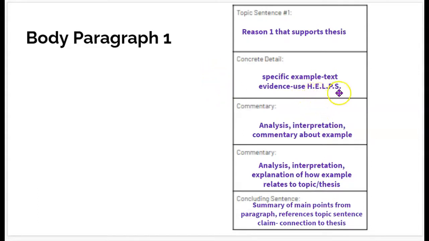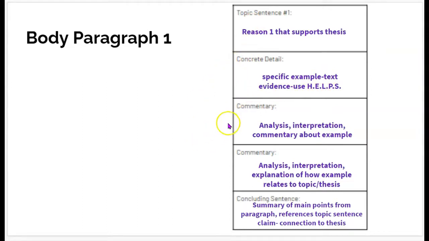And I'm going to introduce you to something called HELPS later. So go ahead and write it in. You can use HELPS to help you figure out a good concrete detail. HELPS refers to an example from history, an example from, I forgot what the E stands for. Oh, experience, if you've had a personal experience. L stands for literature, so it could be a book or a movie or a TV show. P stands for popular culture, and S stands for science or sports. So you want to use a specific detail that relates to your topic in your body paragraph.